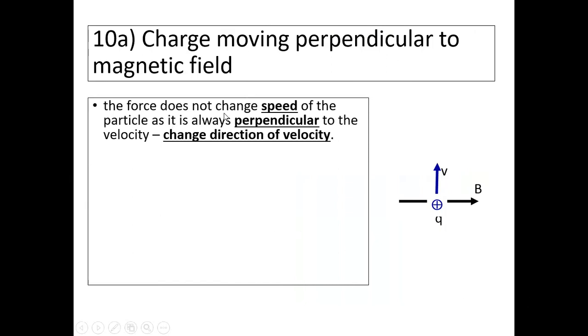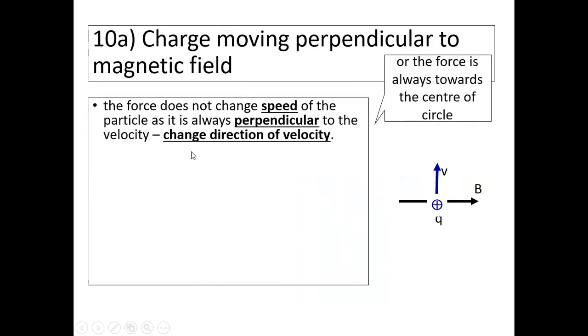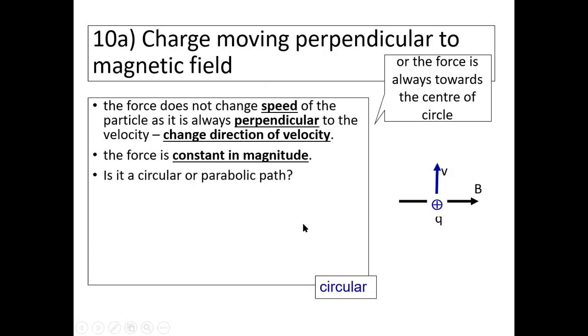Right? The force does not change the speed of the particle. It's always perpendicular to the velocity. It just changes the direction of velocity. Or another way of saying it is, instead of saying the force is perpendicular to velocity, we say the force is always towards the center of the circle. Force is constant in magnitude because the speed is constant. So it's a circular path.